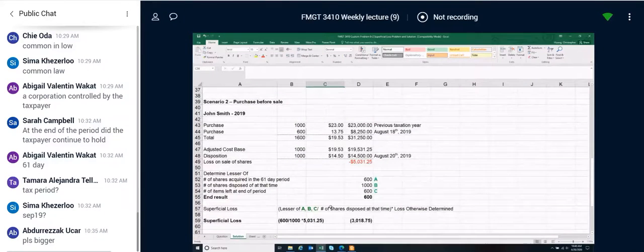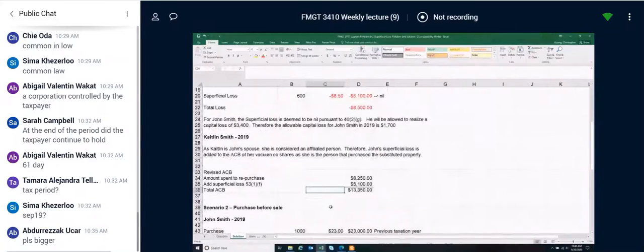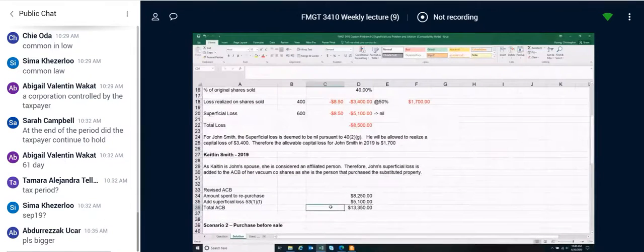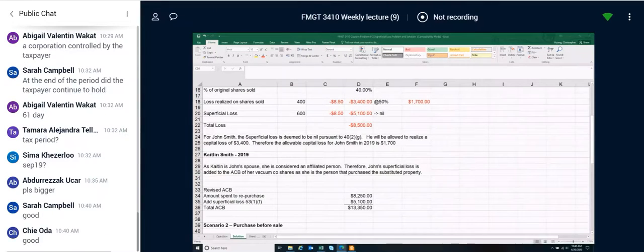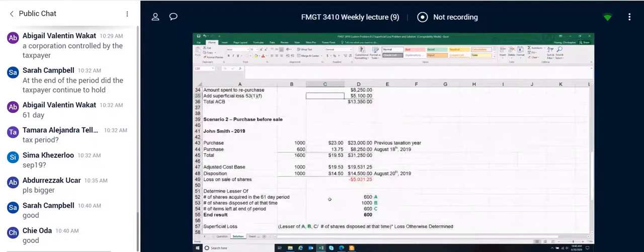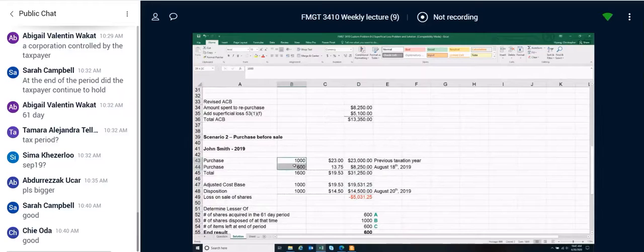Scenario two. Oh, sorry, before I go on, are there any questions on scenario one? Okay. Scenario two. So John Smith sells the shares again, but instead of just selling right away, he buys 600 first, then he sells. So the big issue is now I have to do a weighted average.